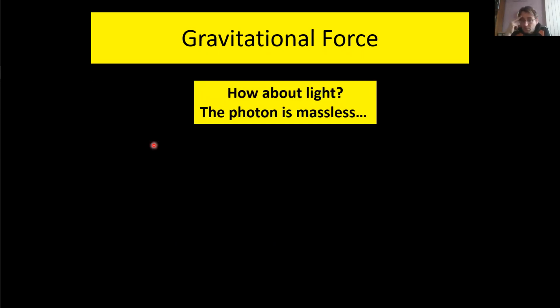Now it's a question, what happens to the photon? Photon is massless. It should not be affected by gravity. So a light particle, light wave. Then there's Fermat's principle that the light wave will always travel the shortest way it can.